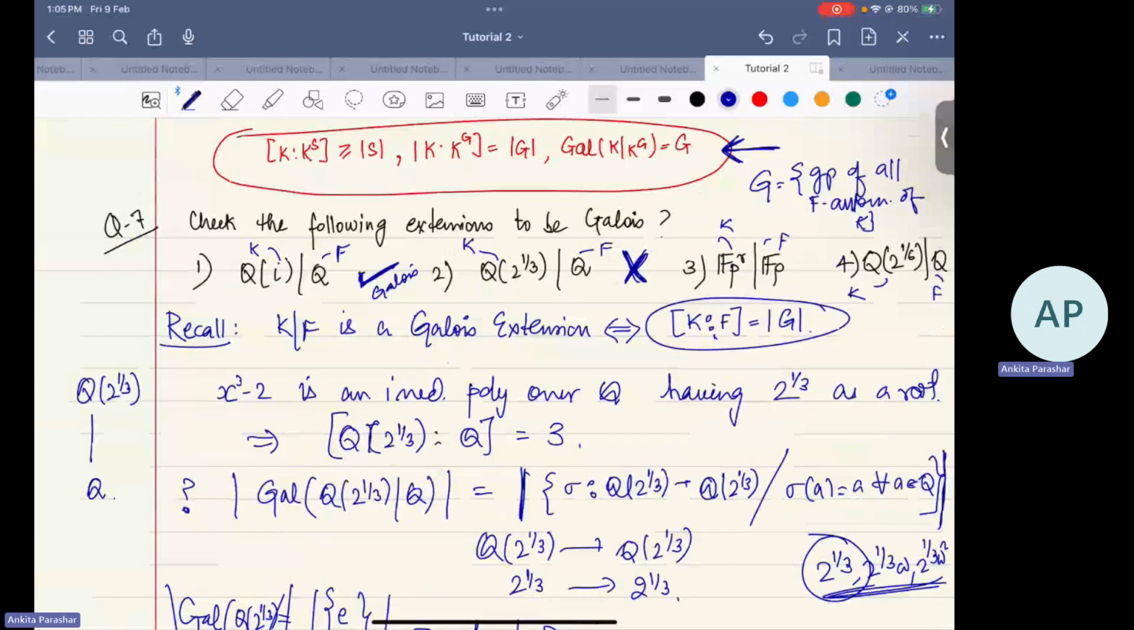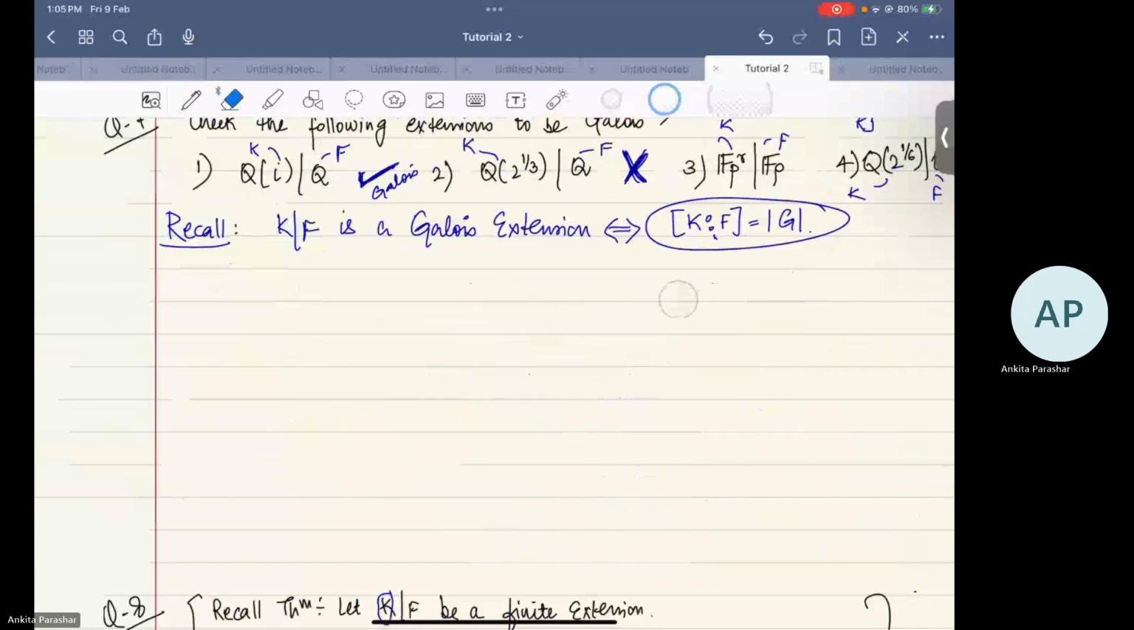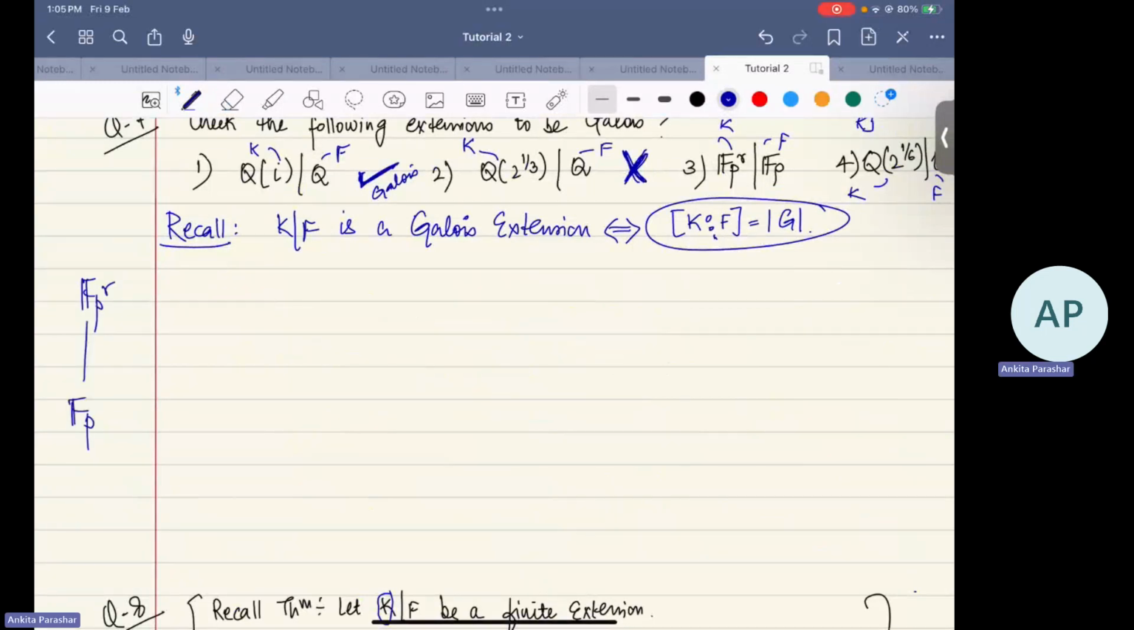I guess this should be okay. Yeah, let's go to the third. So we want to check whether this extension is a Galois extension or not. Think for a minute, we will discuss the solution.